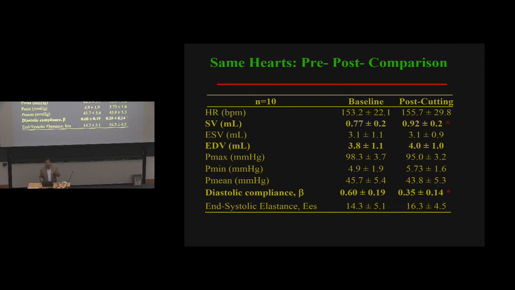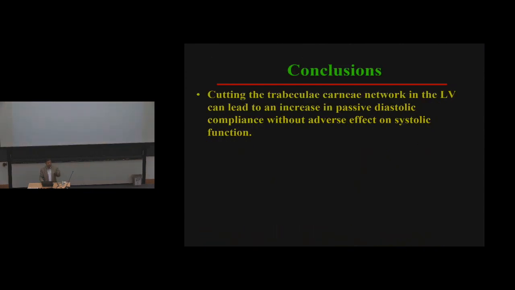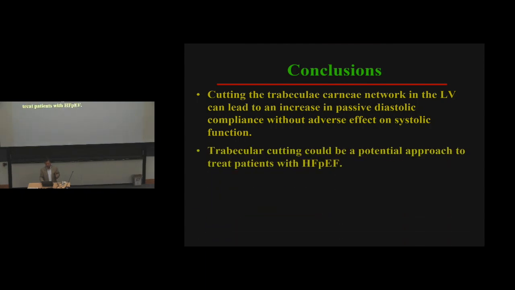Anyway, I think the conclusion is that we can actually cut the trabeculae to improve the compliance without significantly affecting the systolic function. So this is ongoing work. Right now, we're still trying to develop the procedure. The next step is we want to get a better model, with more detailed heart structure and more detailed trabecular information. And we also try to develop the procedure.